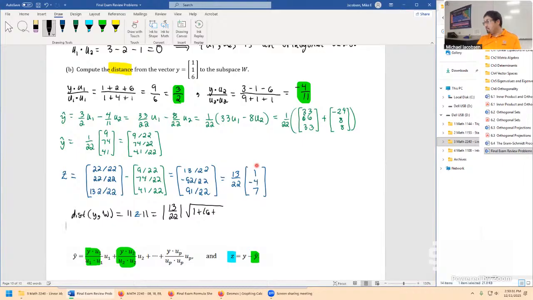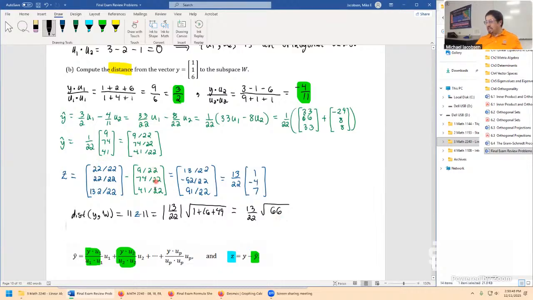1 plus 16 plus 49. We get 13/22 square root 66. And 66 doesn't have a repeated factor, so hey, that's even simplified as a root. It's just kind of a nightmare in the middle.